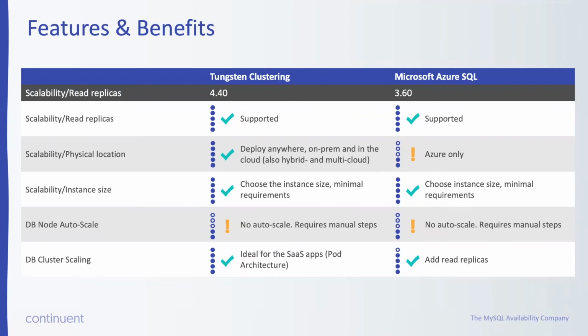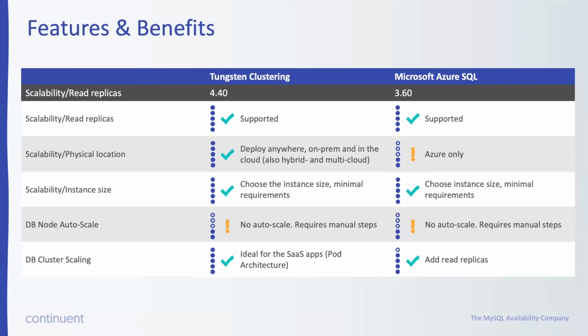Scalability, instance size, really both run with a variety of instances. You just kind of choose the instance that you want and deploy. Auto scaling, it's going to require manual steps either way, but you can do it. With Tungsten Clustering, it's a little easier only because you don't have the downtime associated. Again, that comes back to the zero maintenance downtime.